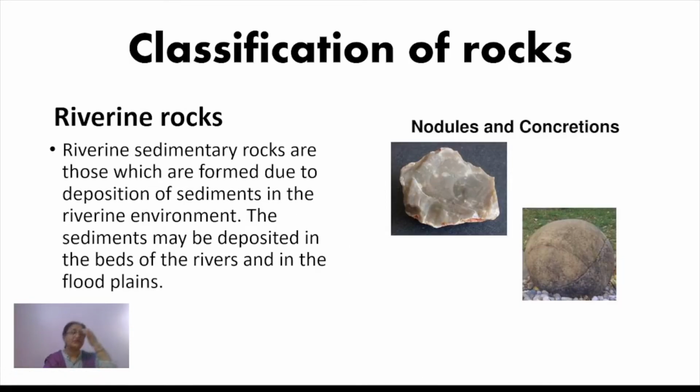Riverine sedimentary rocks are those which are formed due to deposition of sediments in the riverine environment. That means related to rivers. Near you can say on the banks of a river or at the base of the river. The sediments may be deposited in the beds of the rivers or in the floodplains. So that again is called riverine rocks.